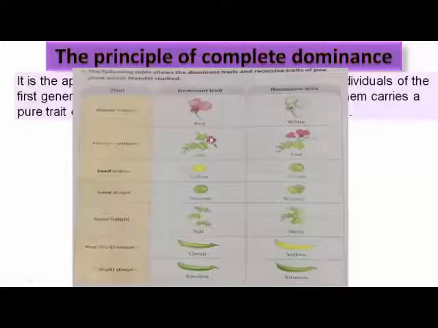Flower position: the dominant trait was on the side, and the recessive trait of the flower position was at the end. I'm going to leave this table a little bit longer so you can see by yourself the dominant traits and recessive traits of pea plant which Mendel studied.